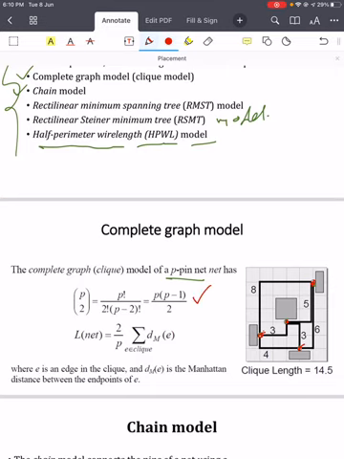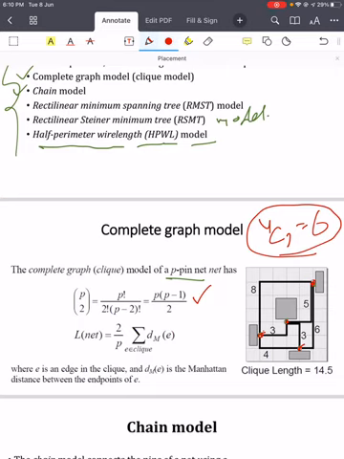If it is a 4-pin net, then there will be 4 choose 2, which is 6 edges. For a 4-pin net there will be 6 edges. So first we will find the complete graph model with 6 edges for this 4-pin net.